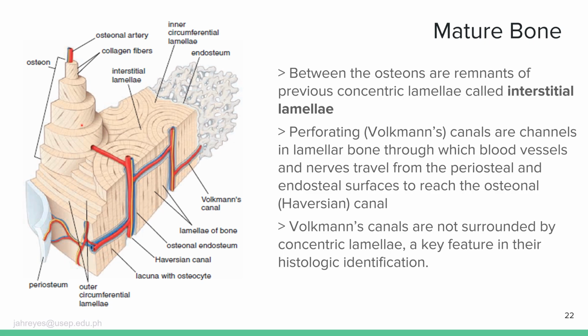So this is how a compact bone will appear in diagram. So in between osteons, there are remnants of the concentric lamellae, so those are the interstitial lamellae, and the perforating canals, or referred to as the Volkmann's canals. So these are channels in lamellar bone through which the blood vessels will travel from the periosteal and endosteal surface to reach the osteonal or Haversian canal.